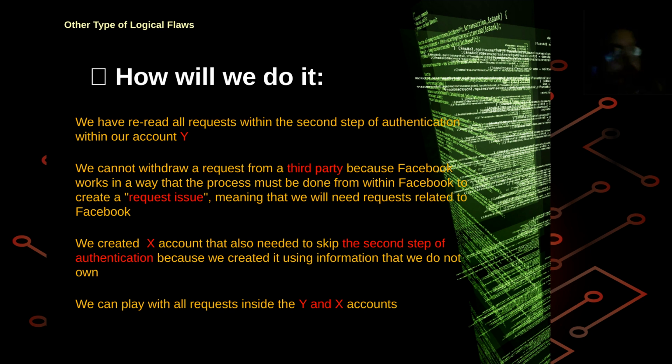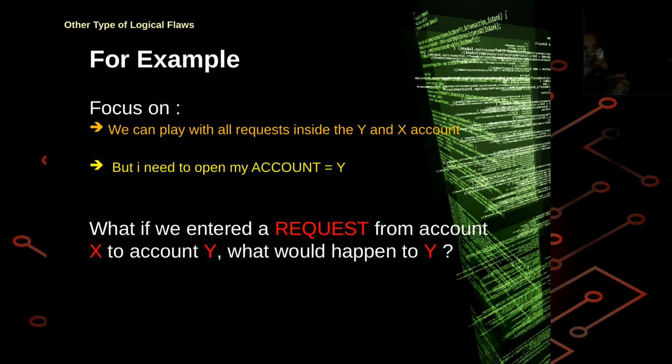So we created an account X that also needed to skip the second step of authentication, because we created it using information that we do not own. And then we can play with all requests inside the Y and X accounts. But I need to open my account Y. What if we input a request from account X to account Y? What would happen to account Y?